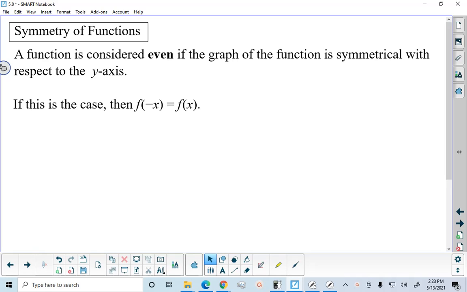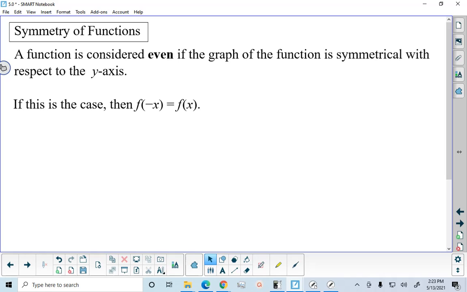This is under the heading of Symmetry of Functions in Lesson 5.0, so this is just a continuation of where we left off. We're going to talk about two types of symmetry. And basically, a function will either have symmetry or it won't. And if it does have symmetry, the function will be either even in terms of what we call the symmetry, or it will be odd.